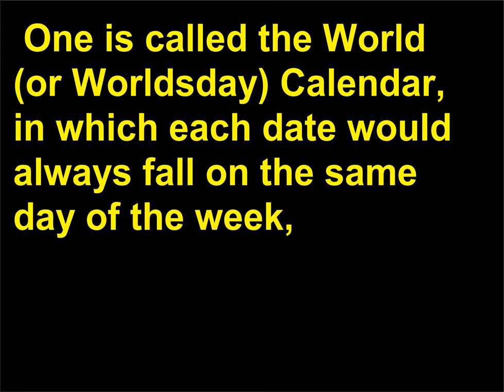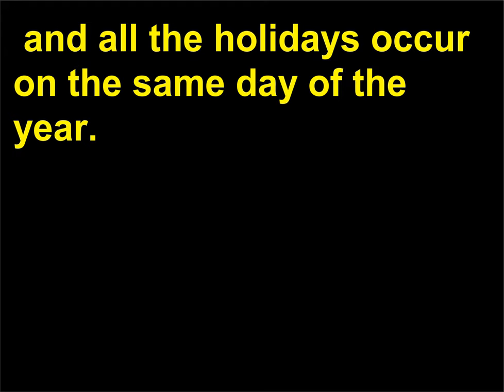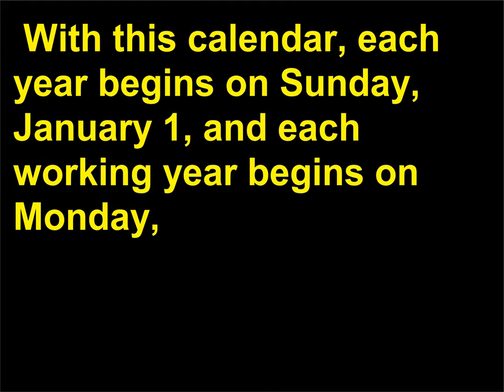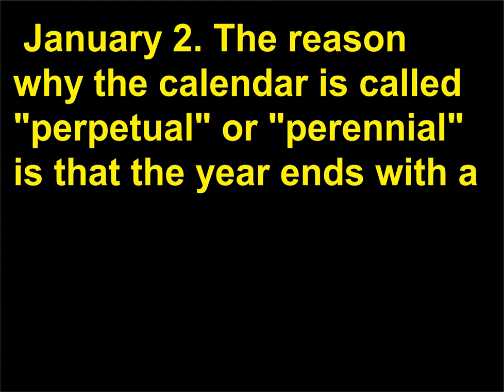One is called the World, or World's Day, calendar, in which each date would always fall on the same day of the week, and all the holidays occur on the same day of the year. With this calendar, each year begins on Sunday, January 1st, and each working year begins on Monday, January 2nd.